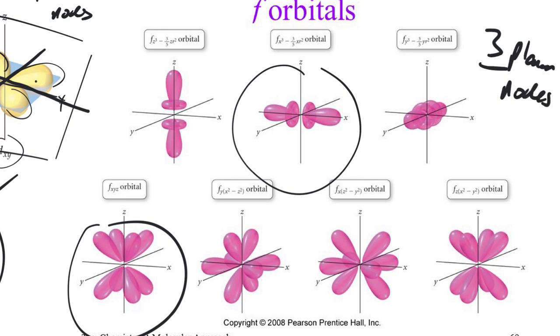And so again, 3 planar nodes from the L value. And so the s has no planar nodes because it has an L of 0. So the s orbital would have 0 planar nodes.